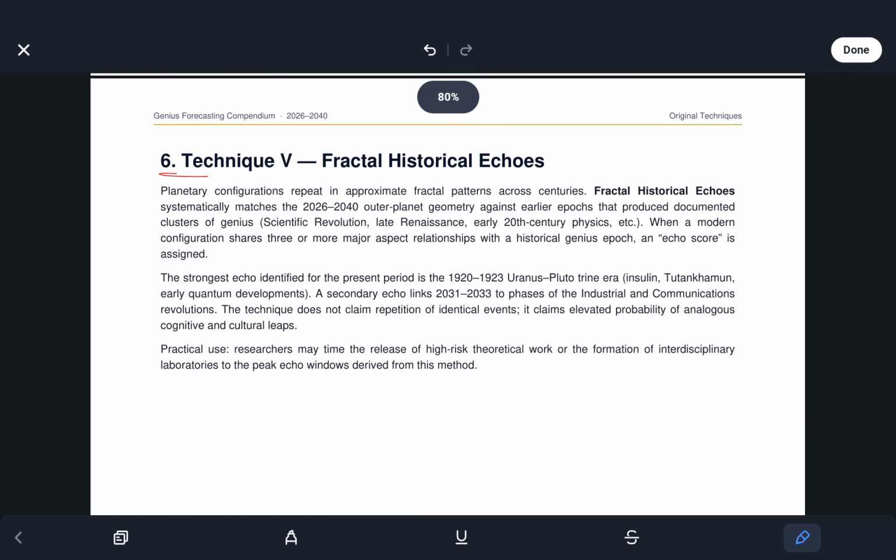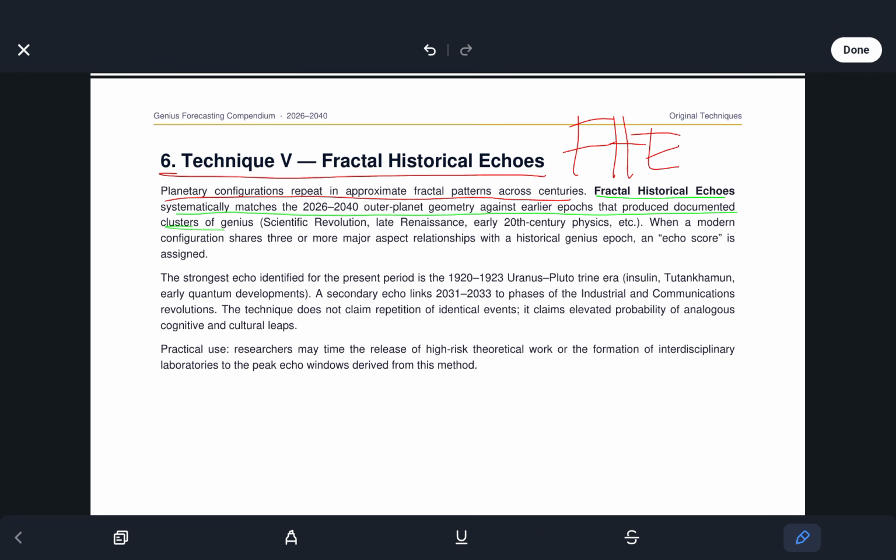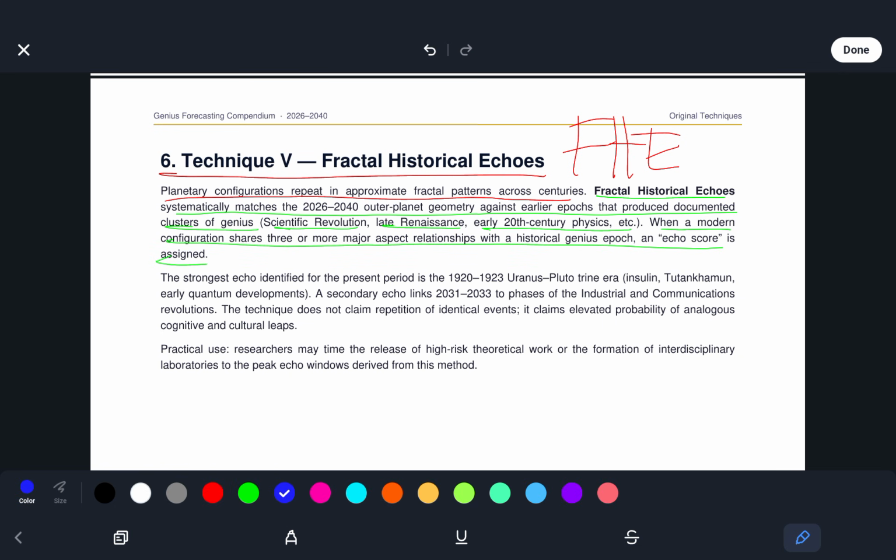And the fifth technique is FHE. So planetary configurations repeat in approximate fractal patterns across centuries. FHE systematically matches the 2026 through 2040 outer planet geometry against earlier epochs that produced documented clusters of genius, scientific revolution, late Renaissance, early 20th century physics, etc. When a modern configuration shares 3 or more major aspect relationships with a historical genius epoch, an echo score is assigned. The strongest echo identified for the present period is the 1920 through 1923 Uranus-Pluto trine era, insulin to Tutankhamun, early quantum development.